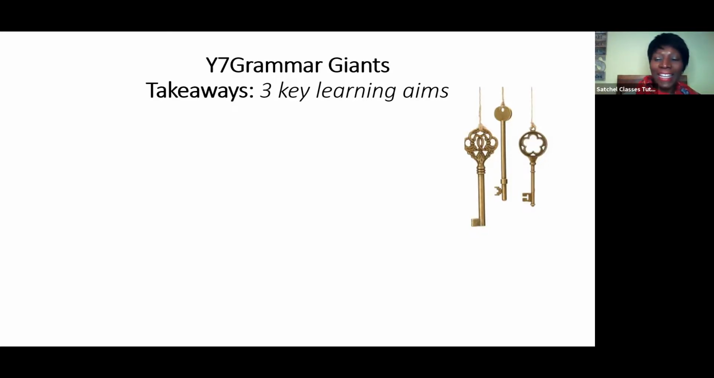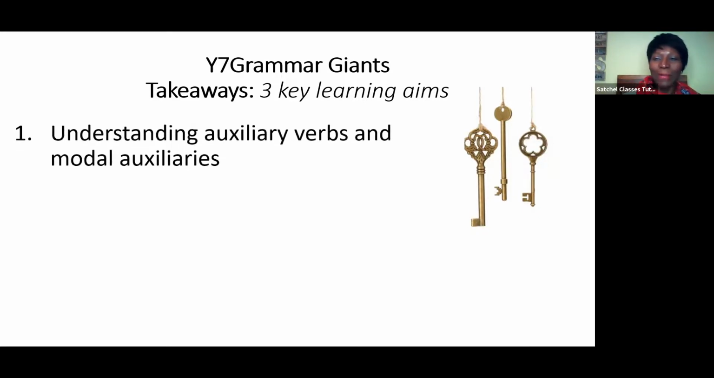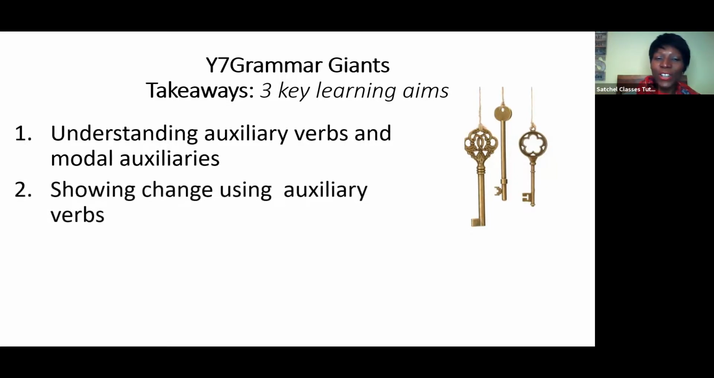There are three key takeaways, three learning aims. Firstly, to understand auxiliary verbs and modal auxiliaries. Secondly, to show change using auxiliary verbs. And thirdly, using the passive and active.